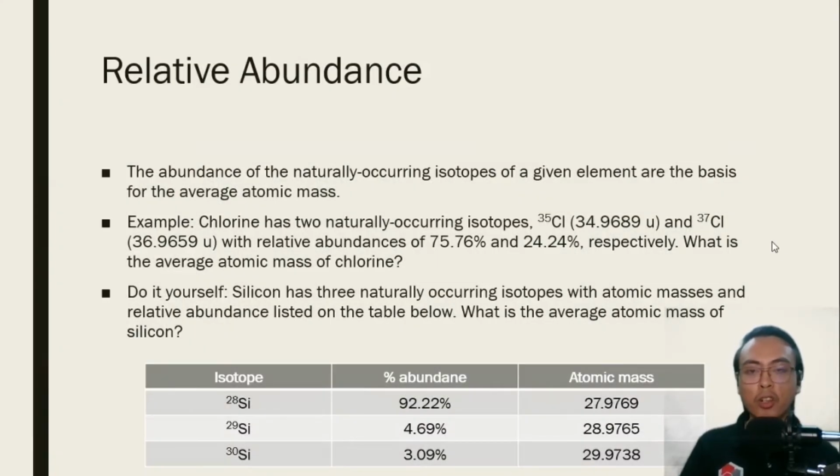We have here another problem. Silicon has three naturally occurring isotopes with atomic masses and relative abundance listed on the table below. What is the average atomic mass of silicon? Now that you know that you will just be getting the weighted average of the atomic masses, we can even do it without writing the formula. You simply multiply the percent abundance to the atomic mass and then you simply add all of those products. You can try that with your calculator. Next.